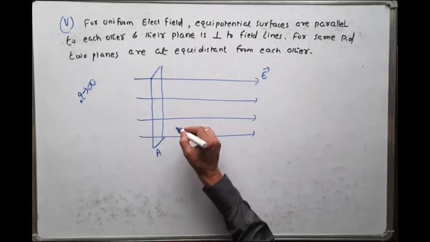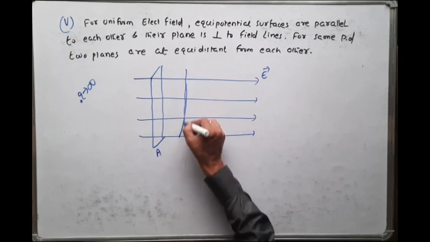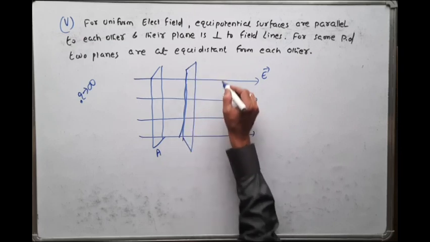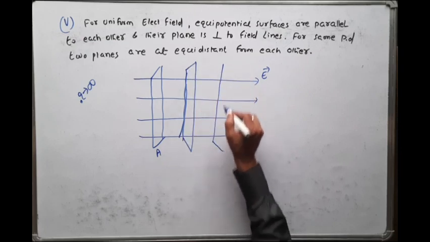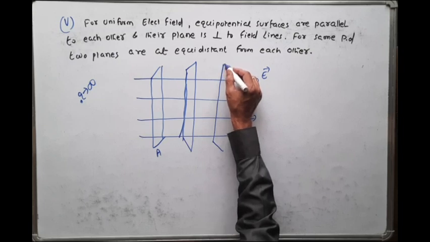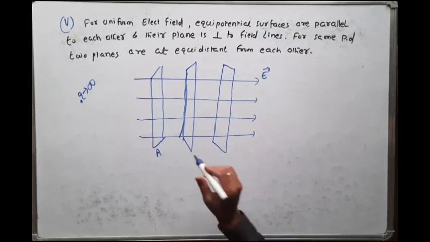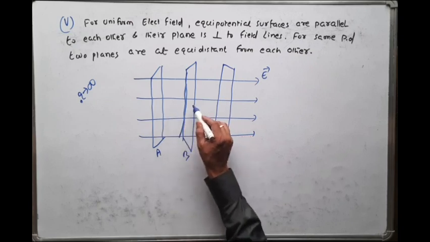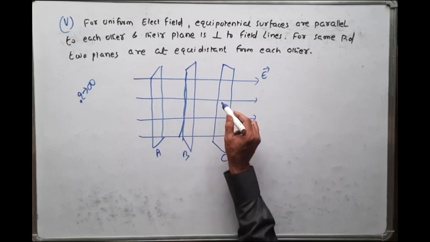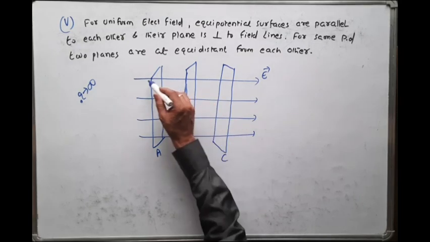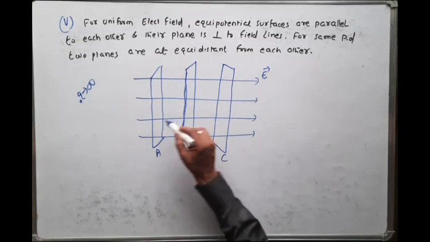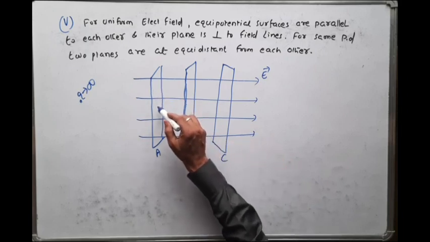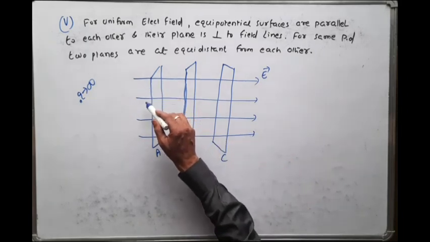So now you see, let us say this is my A surface, this is your B surface, this is your C surface. So this is A, B, C, three planes. They are parallel to each other because every surface is perpendicular to the electric field. And we know for an equipotential surface, the plane of the equipotential surface is perpendicular to the electric field.